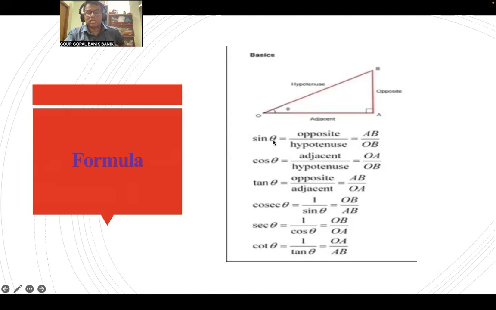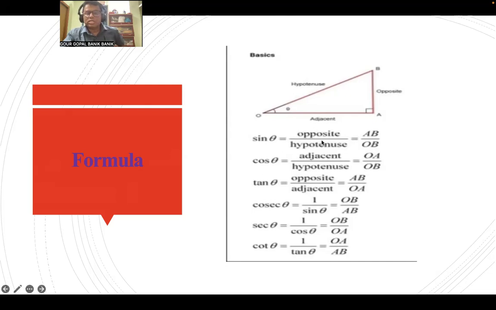If it is sine theta, then it is opposite by hypotenuse. Opposite means AB, so AB by OB. This is a fixed formula. You have to learn it. Sine theta is always opposite by hypotenuse. Whatever value of hypotenuse you put below, and whatever value of opposite you put above, you should get the value of sine theta in any problem. But for the time being, you remember this formula, you have to learn it, please.